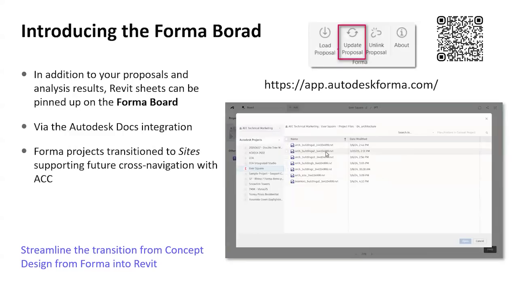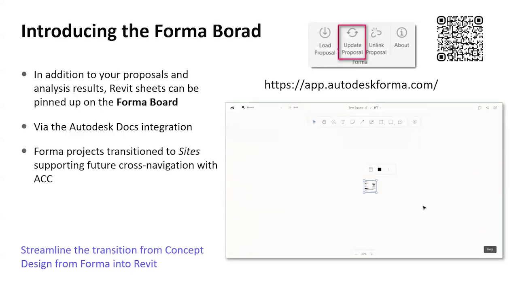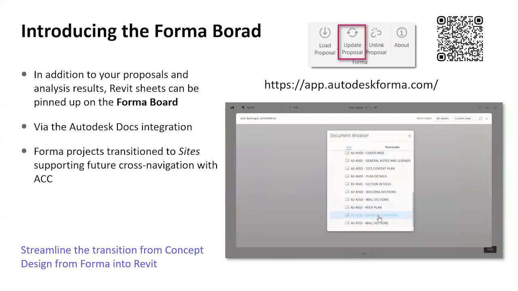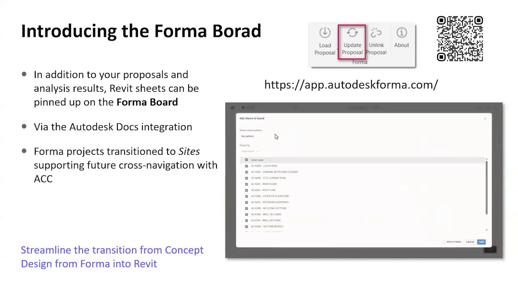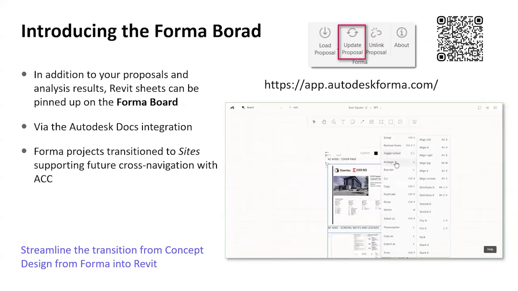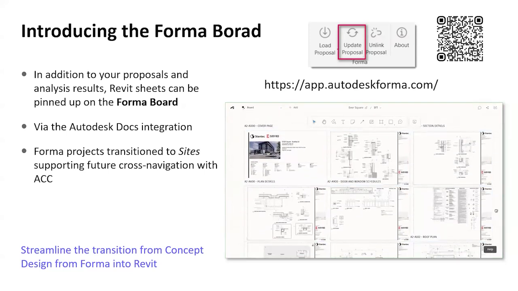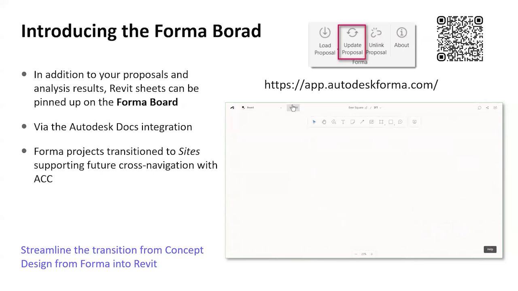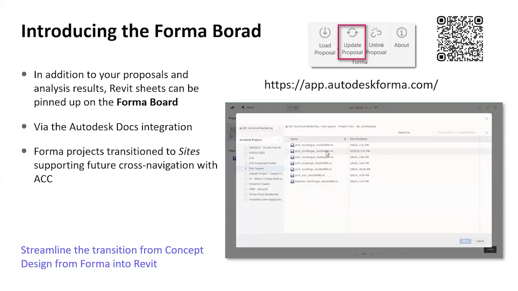There's also a new Forma board. An interactive digital whiteboard within Autodesk Forma has been enhanced with a direct integration with Autodesk Docs. So what you see me doing now is I'm bringing in Revit sheets directly from published Revit models. You can also bring onto the Forma board your proposals and your analysis results, but this allows you to visualize, annotate, and review Revit documentation.